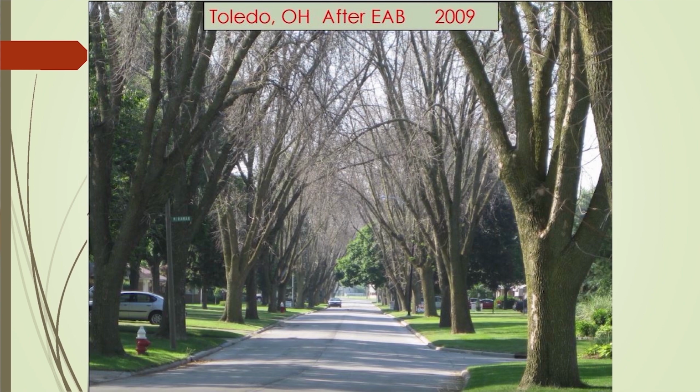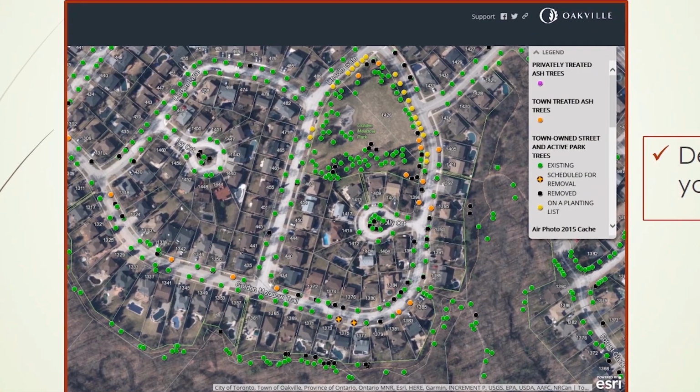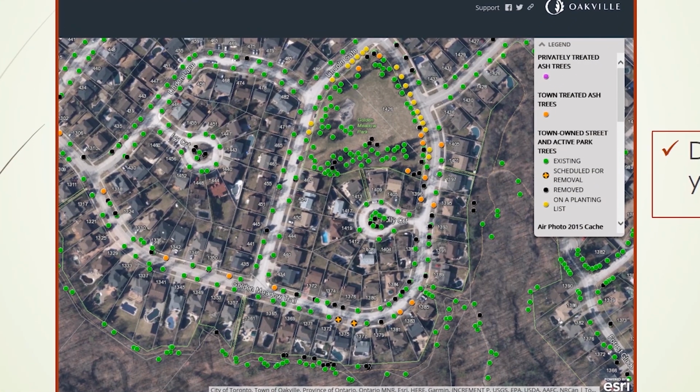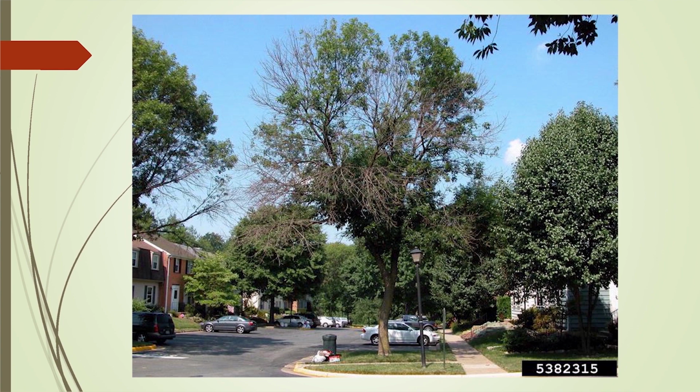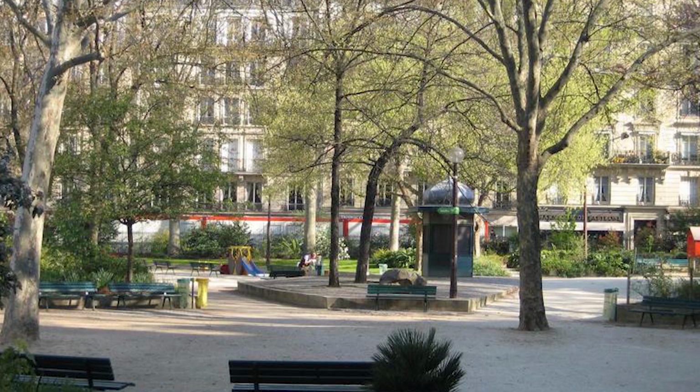Emerald ash borer has had a devastating effect on tree canopies in many towns. The map shown here is of the town of Oakville in Ontario, Canada. Emerald ash borer has had a devastating effect on their tree canopy. The town is treating a portion of the public ash trees on streets and in parks to protect against the invasive insects' damaging effects, and is removing dead and dying ash trees and replacing them with different species.